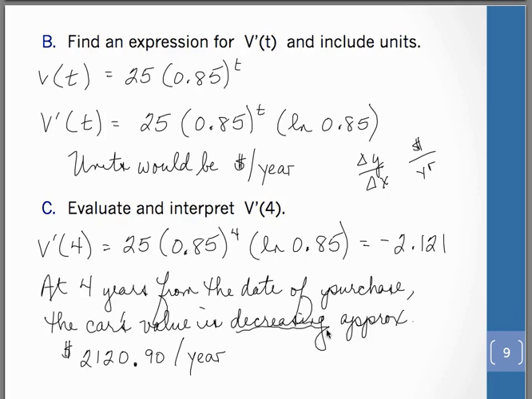So hopefully this has provided a good base for you in how to do derivatives of exponential functions, including an example of how you might see them with an application.